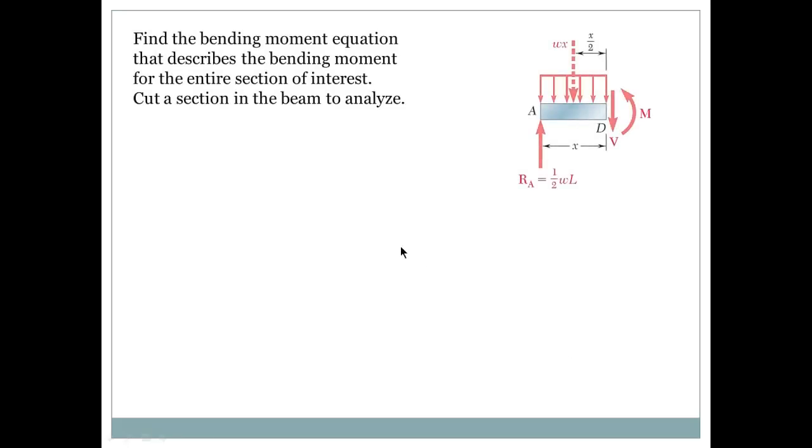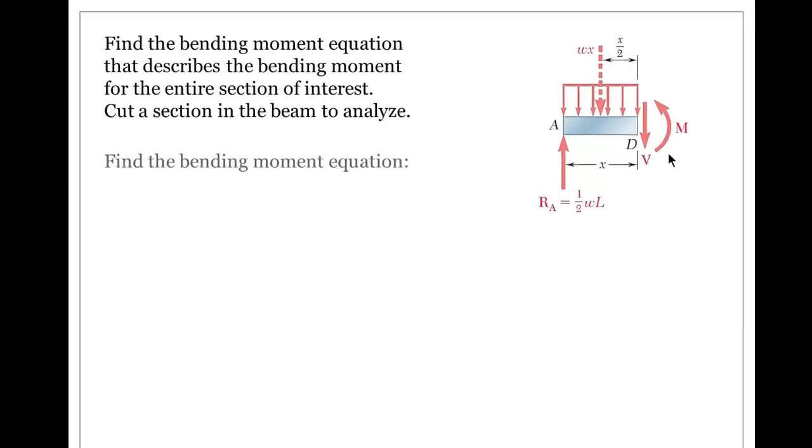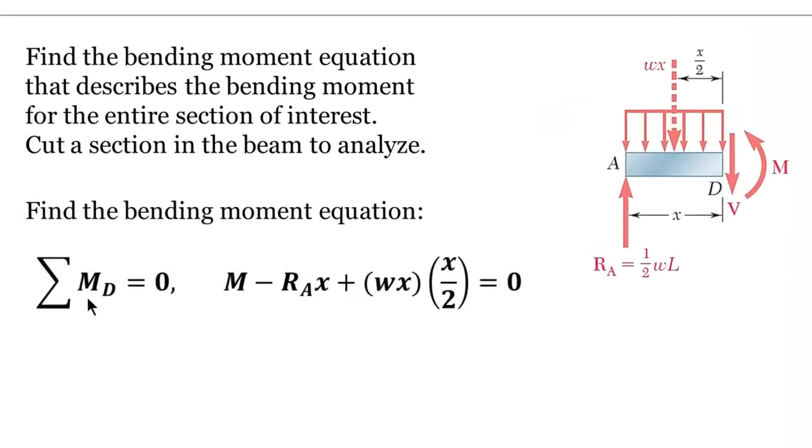Okay, find the bending moment equation that describes the bending moment for the entire section of interest. Cut the section in the beam to analyze. This is the cut. So now from this section we need to find an equation for M. How do we do this? We take the summation of the moments about D. It's going to be M, then RA multiplied by X, and that's going to rotate clockwise, so it's a negative.